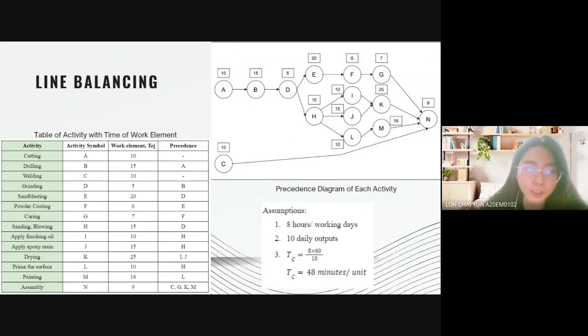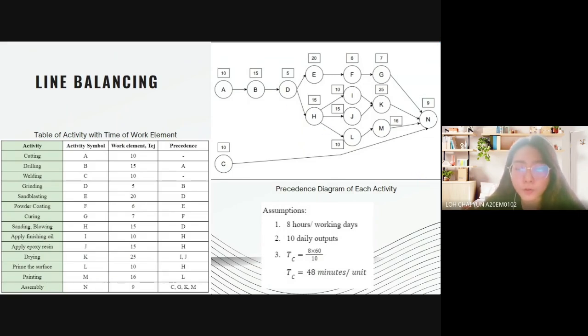From here, we can see the table of activities with the time of each work element. The activities start with cutting, drilling, welding, grinding, sandblasting, powder coating, curing, sanding and buffing, apply finishing oil, apply epoxy resin, drying, prime the surface, painting, and the last process is assembly. After we have this table, we can construct the precedence diagram for each activity, so we can see which process must occur before the next process is carried out.